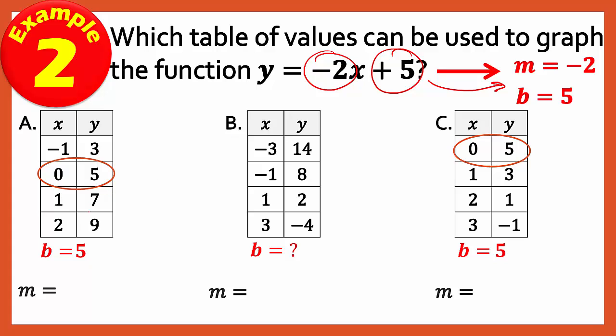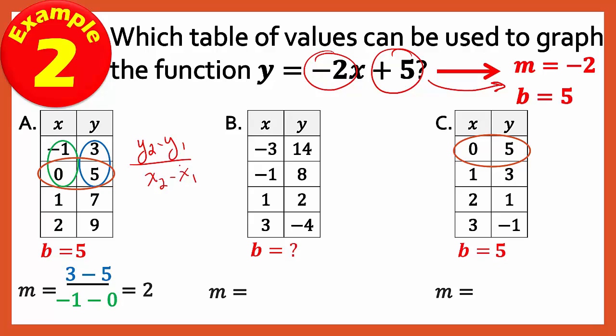So next, we need to find the slope. And remember, that's y2 minus y1 over x2 minus x1. So I'm going to take my y values of 3 and 5. So I'll do 3 minus 5. Since I started with 3, I have to start with -1 and then also 0. And that gives me a slope of positive 2, which does not match with this. So we know it can't be this one here. So that's no good.